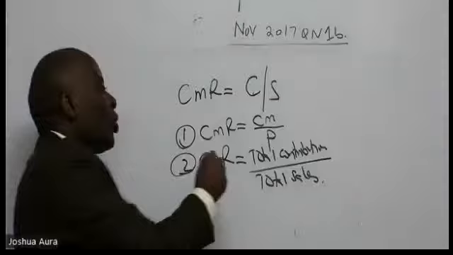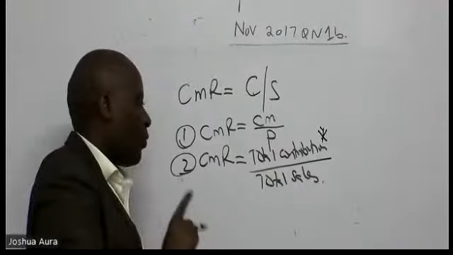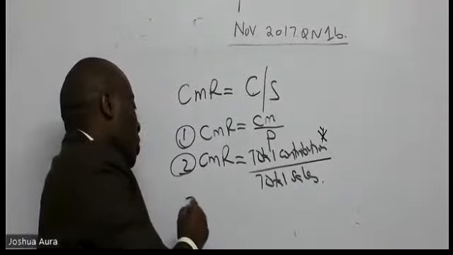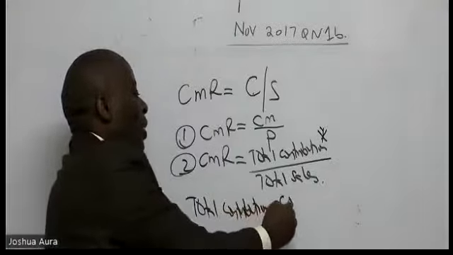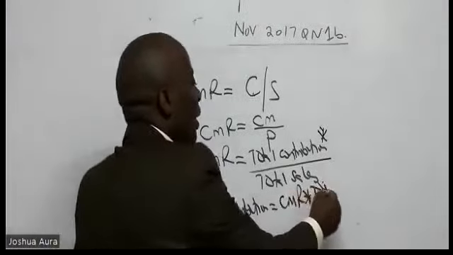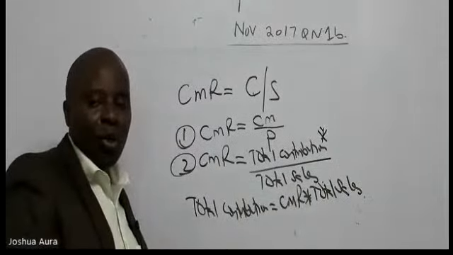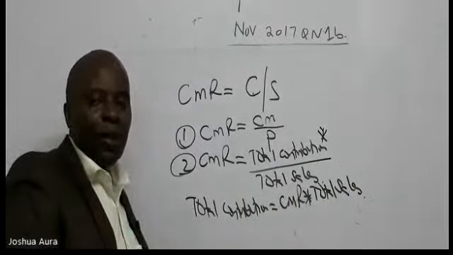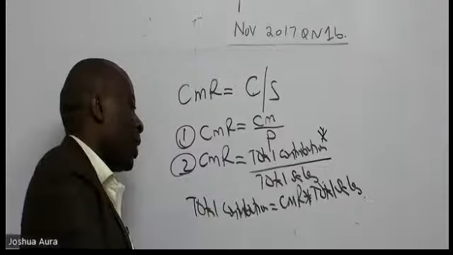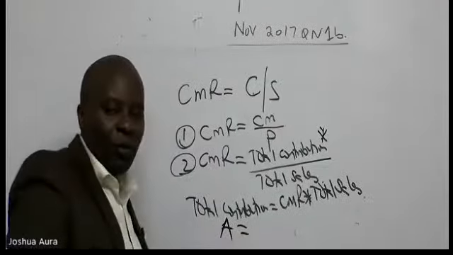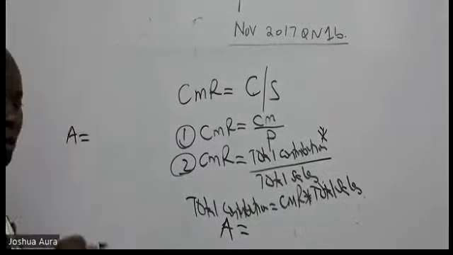So could you kindly make total contribution the subject of the formula from the second equation? So from the second equation, the total contribution will be equal to CMR times what here, somebody? Times total sales. The total contribution will be CMR times total sales. So could you kindly give me the total contribution from the first product known as product A?